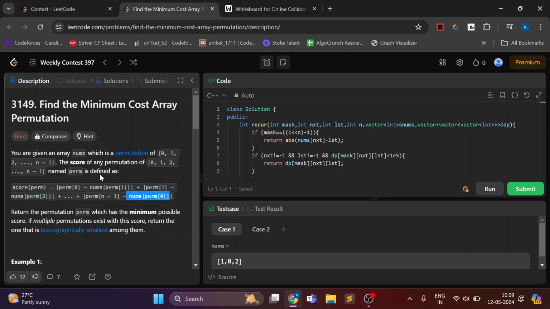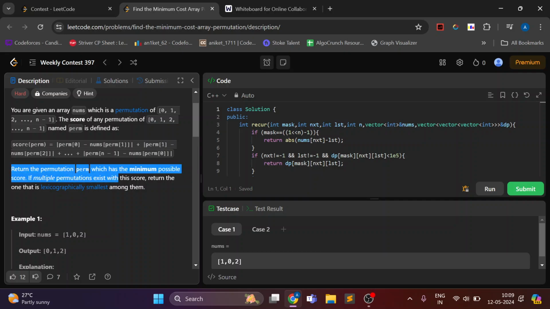So you can see the pattern here: absolute of perm of i minus nums of perm of i plus 1. I have to keep adding it up till i is n minus 1, and then i plus 1 would be n, so we take mod of that and subtract nums of perm of 0. Basically we have to generate all possible permutations and find the minimum answer.